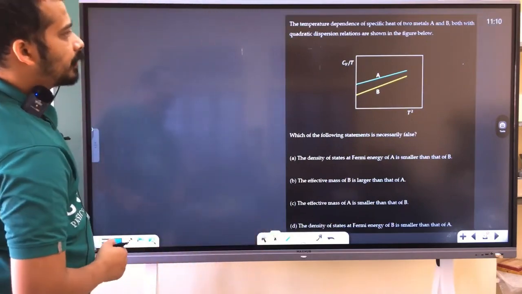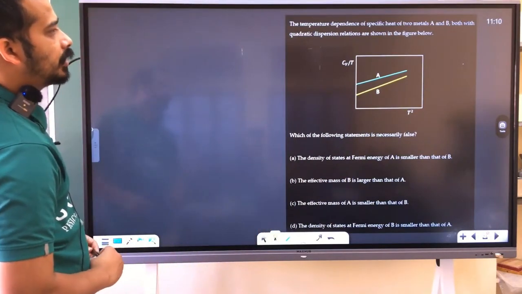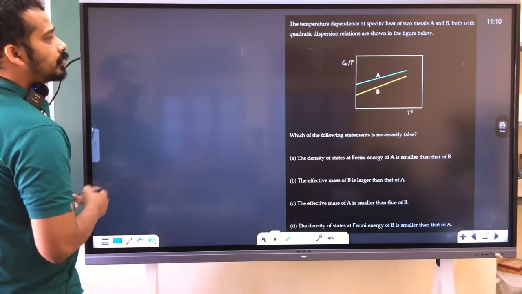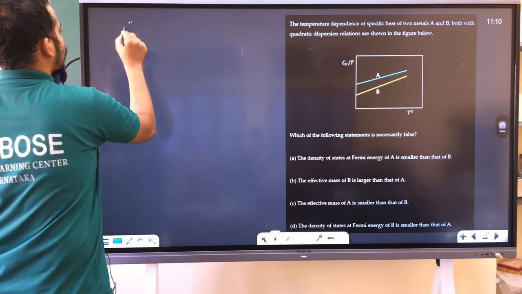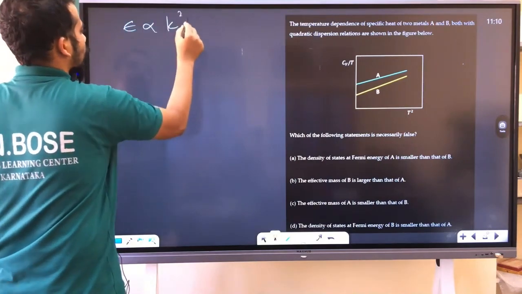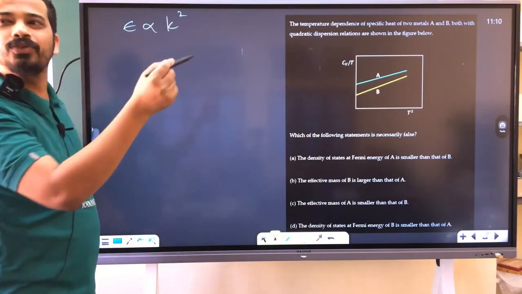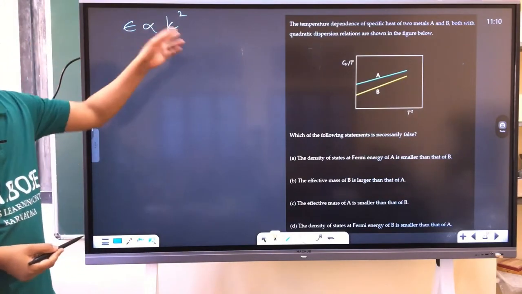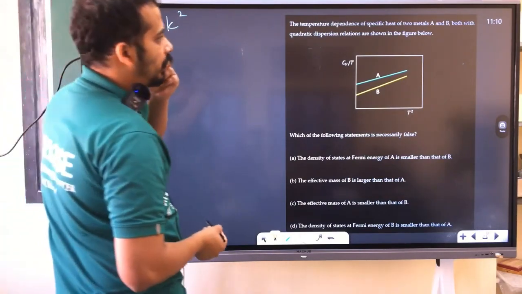The temperature dependence of specific heat of two metals A and B, both with quadratic dispersion relation, is shown in the figure. Quadratic means E is proportional to k squared. That's the usual one, your non-relativistic equation, isn't it?